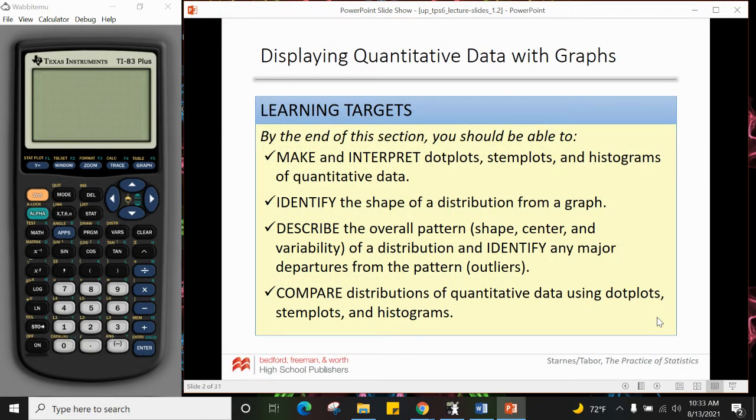So for learning targets: make and interpret dot plots, stem plots, and histograms of quantitative data. Identify the shape of a distribution. Describe the overall pattern, which is shape, center, and variability of a distribution. And then identify any major departures from the pattern, which we call outliers. Compare distributions of quantitative data using dot plots, stem plots, and histograms.